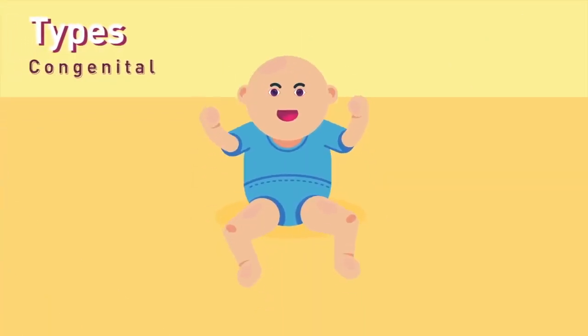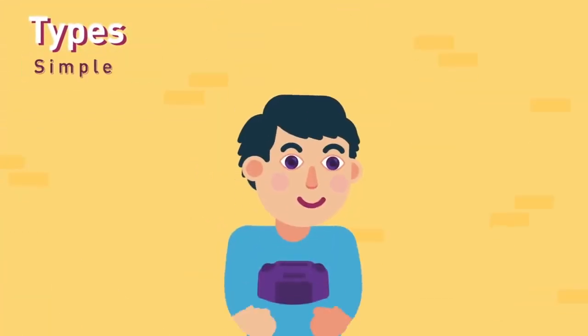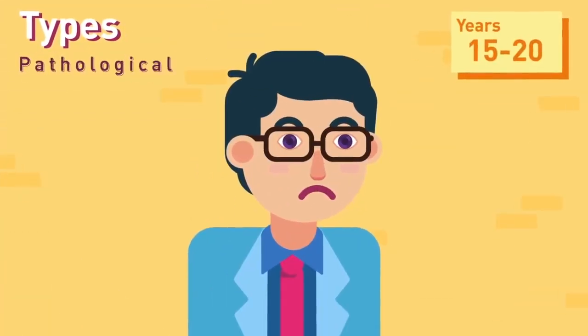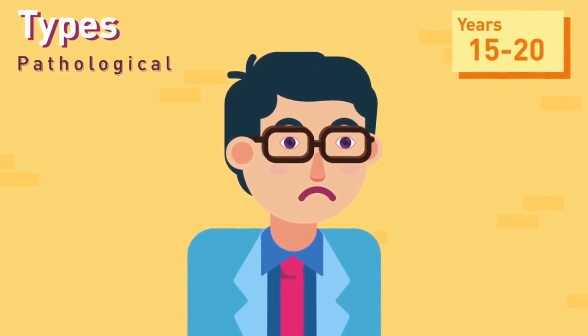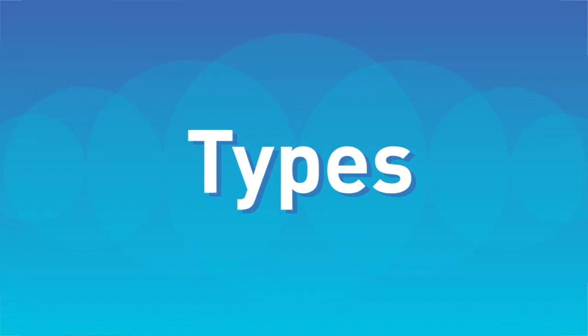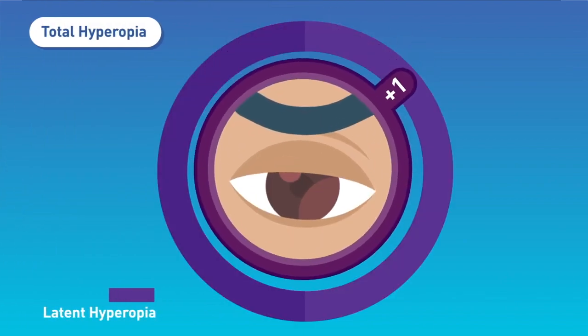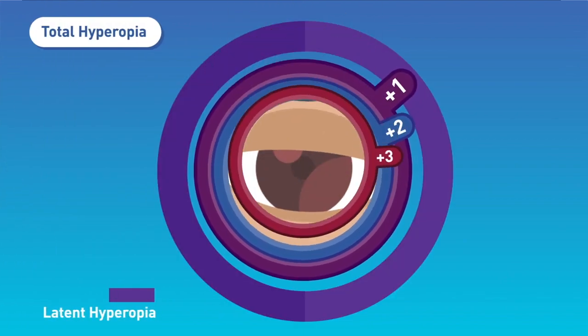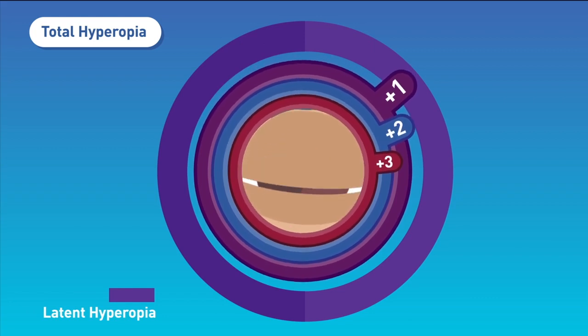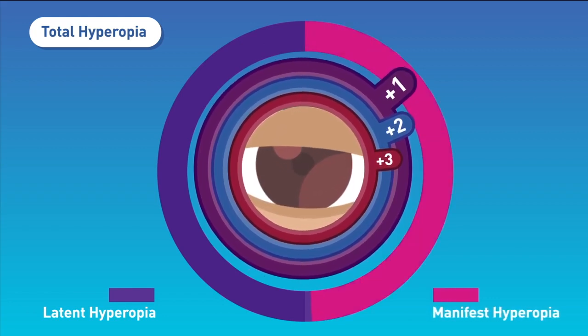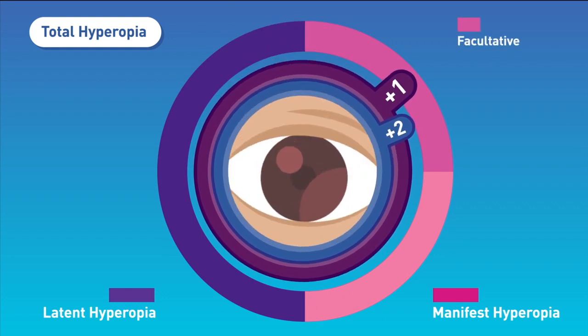There are three different types of myopia: congenital, simple, and pathological. For hyperopia, the types are slightly different and mainly refer to the actions of the ciliary muscles. These types are latent and manifest. Manifest is broken into two categories: facultative and absolute.